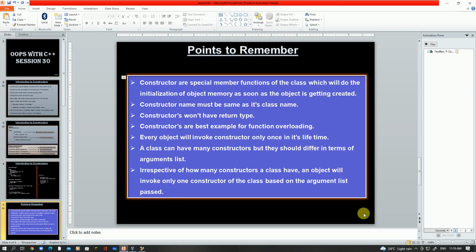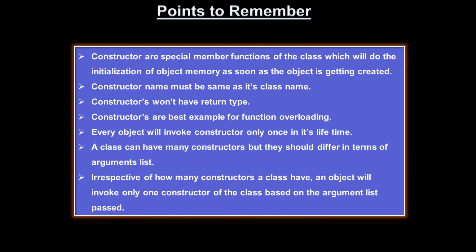Okay, so just recall the points whatever we have discussed. Constructors are special member functions of the class which will do the initialization of object memory as soon as the object is getting created. The constructor's name must be the same as its class name, and constructors won't have a return type. Constructors are the best example for function overloading, as we just discussed. Every object will invoke a constructor only once in its lifetime. Once the object is created, it won't call the constructor at all.